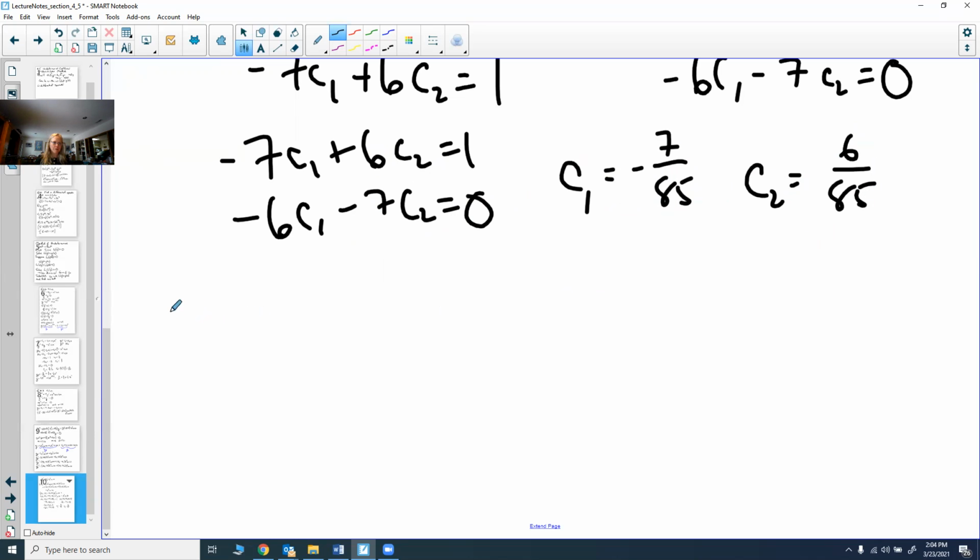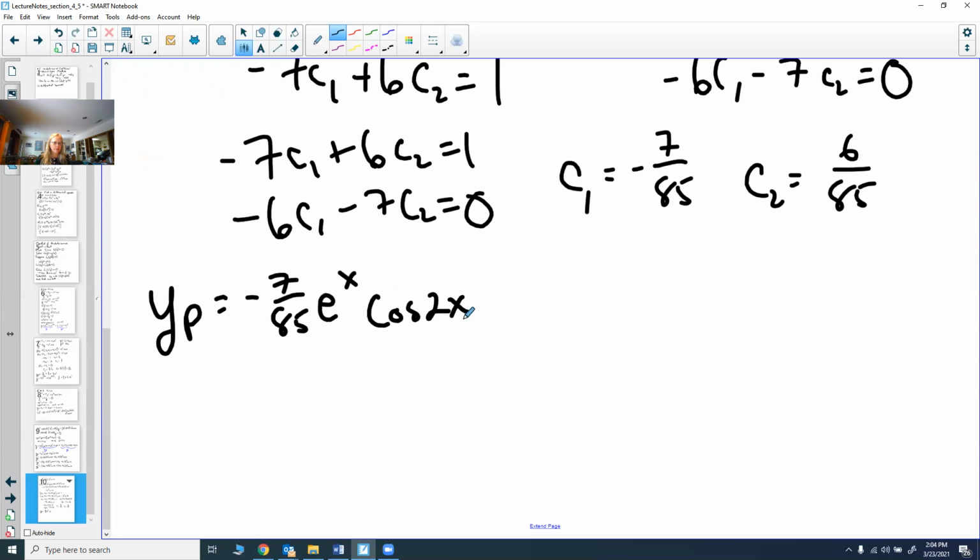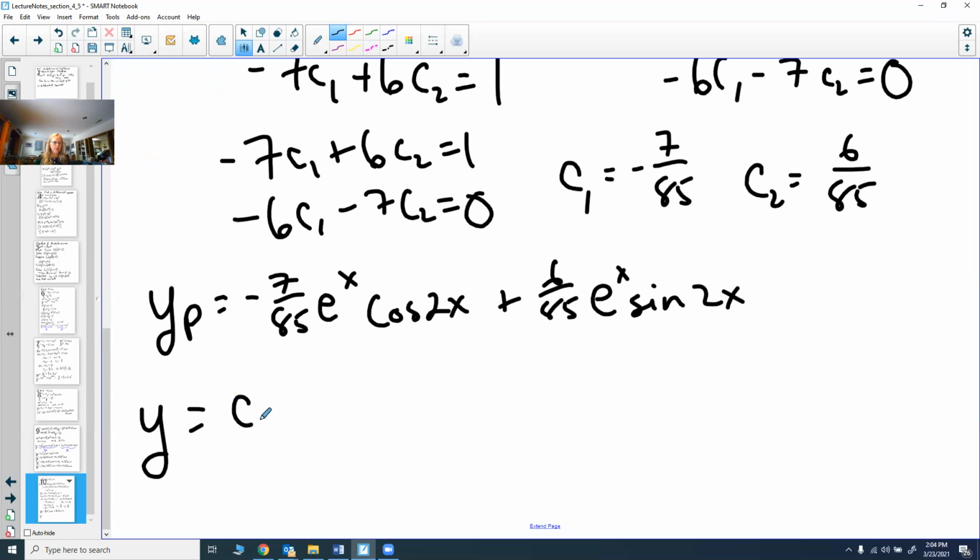So we now know what y sub p is. Y sub p is negative 7/85 e to the x cosine of 2x plus 6/85 e to the x sine of 2x. So now I can get my y. My y is y sub c plus y sub p. Y sub c, we already knew from some time ago, was c1 plus c2 cosine of 2x plus c3 sine of 2x.